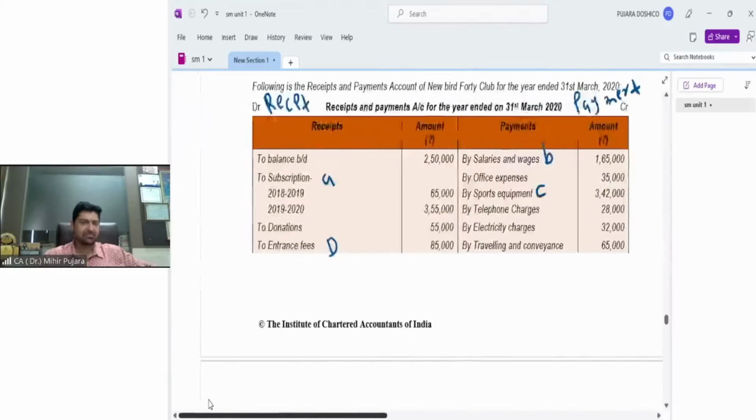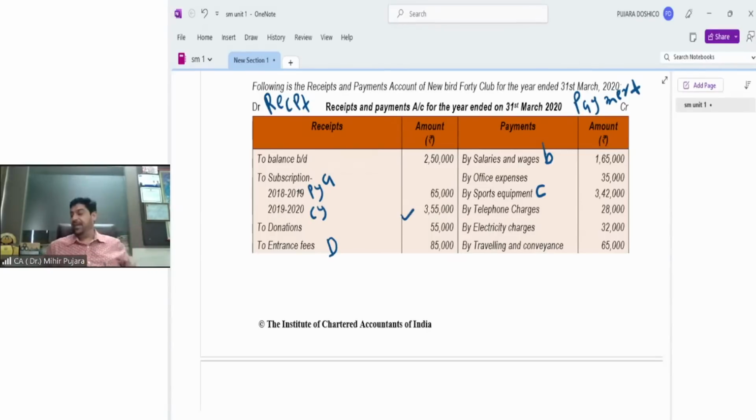Okay, first let's complete the adjustment. So, subscription. So, guys, this is your previous year, and this is your current year. Okay. So, as we discussed, in INE we will have to write only current year income, right?